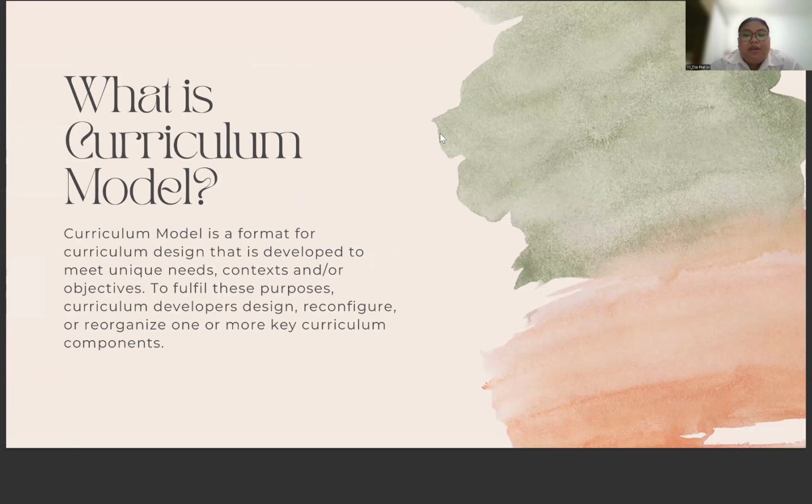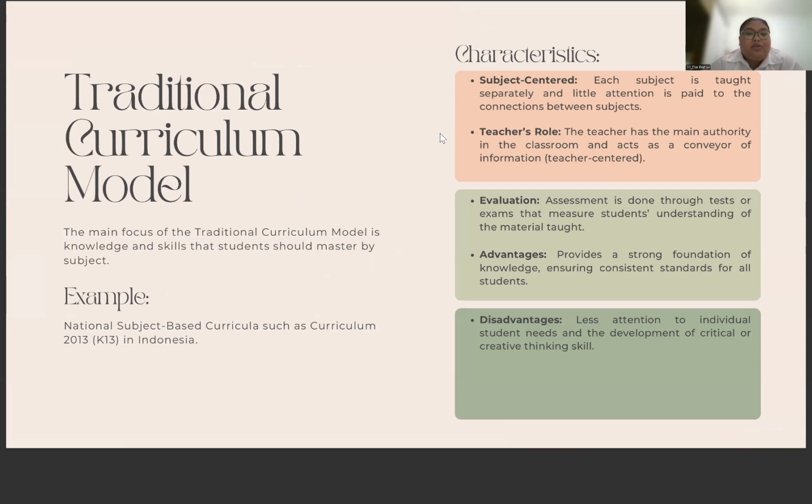In a simple way, we can say that a curriculum model is a tool used by educators to organize and plan the content, structure, and approach to teaching in a way that helps students learn effectively. Here are the four broad categories of curriculum design. The first is traditional curriculum model.